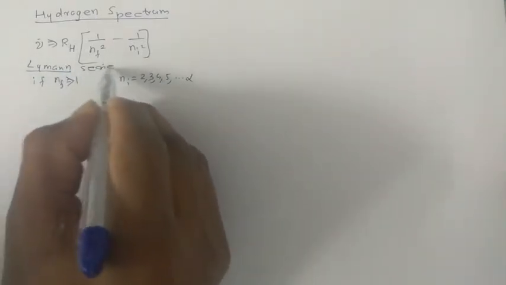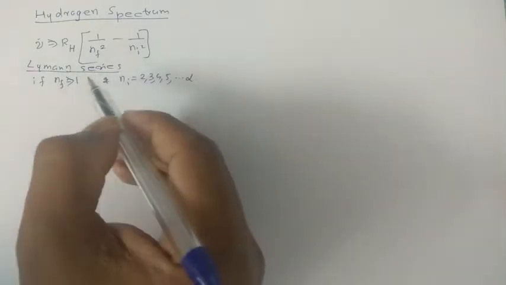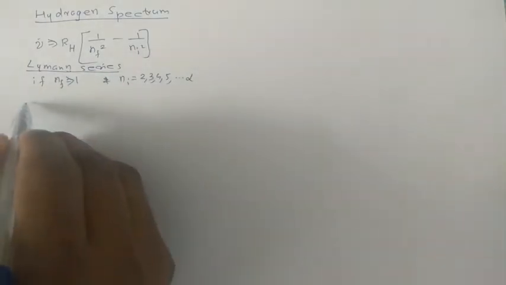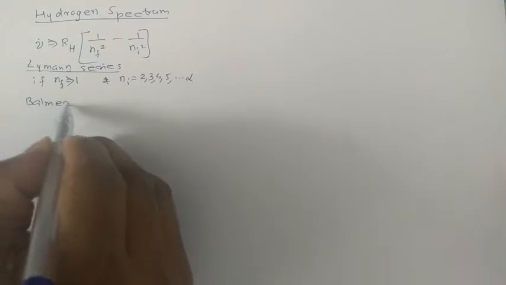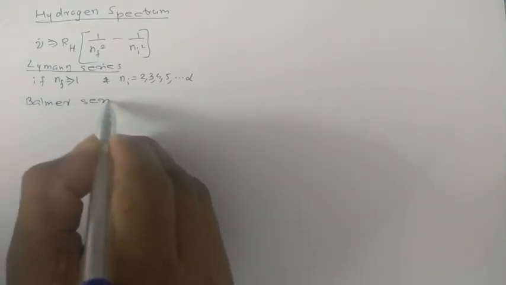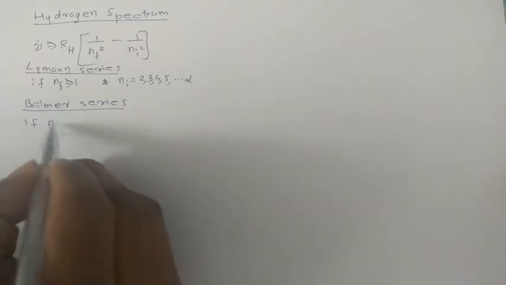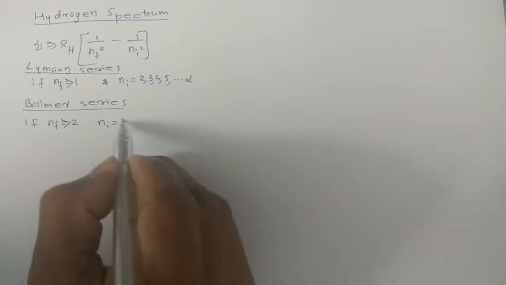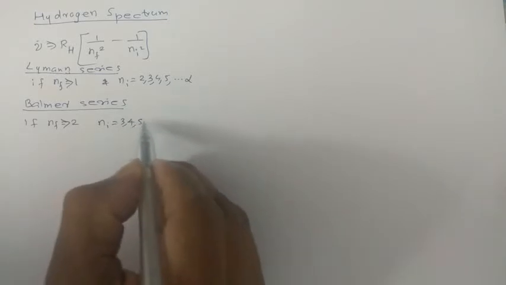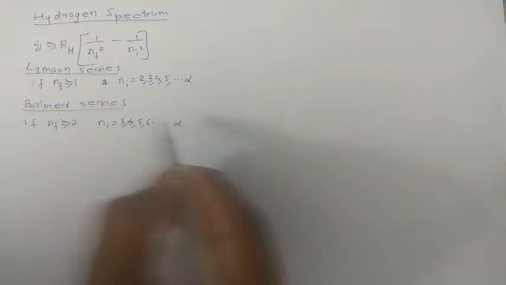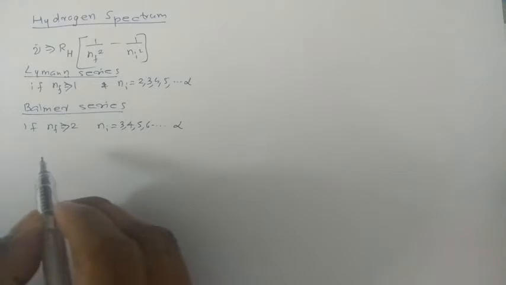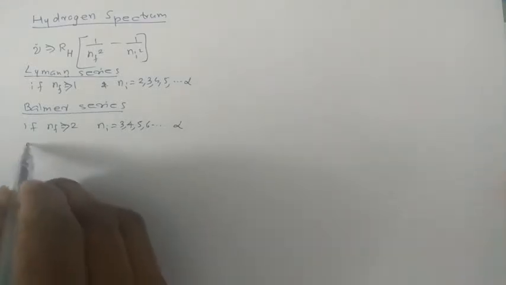this leads to the Lyman series. Okay, next one, Balmer series. If n_f is equal to 2, n_i is equal to 3, 4, 5, 6 up to infinity, this leads to the Balmer series.